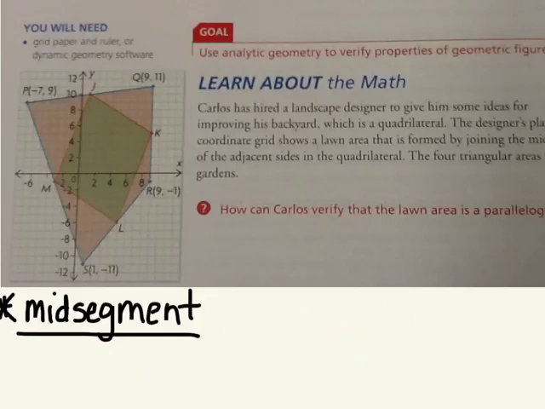In this section, we are still using analytic geometry. That means we're using algebra, right? We're not solving these by graphing. We're verifying properties of different figures. So first, let's review what a midsegment is.